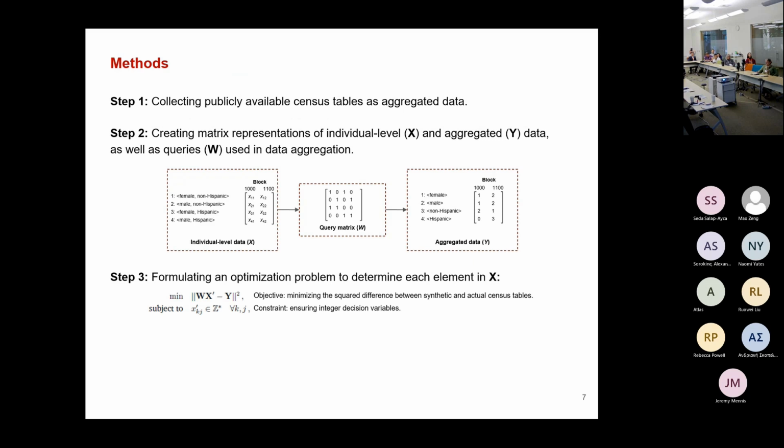The method we develop involves 3 steps. The first step is to collect publicly available census tables as our aggregate data. Every 10 years, the United States Census Bureau collects individual level data from census respondents, and that's an enumeration of the US population. There are many, many tables coming out of the census, and these tables provide population counts and other statistics of demographic information in different geographic units in the United States. So we collect these data as the aggregate data that will be involved in our modeling process.